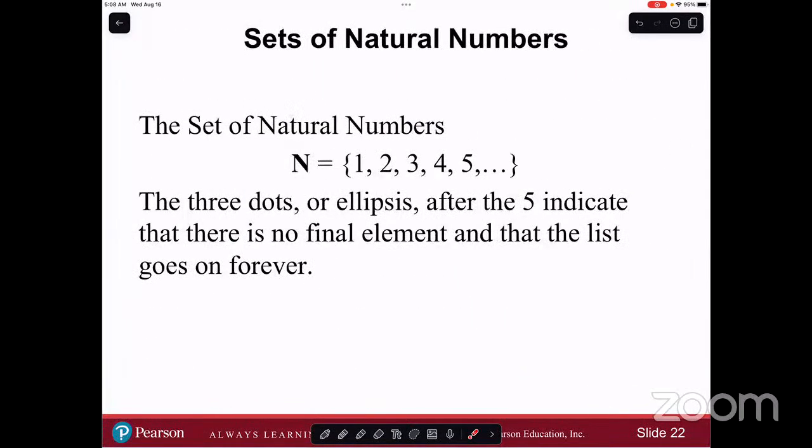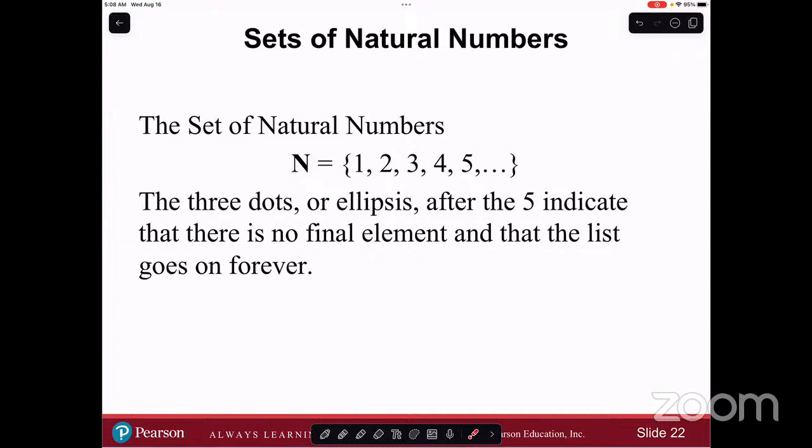So, sets of natural numbers. The set of natural numbers where we have 1, 2, 3, 4, 5, and so on, just continue for infinity. The three dots, or ellipses, after the 5 indicate that there is no final element and that the list goes on forever, right? So natural numbers are basically your positive counting numbers: 1, 2, 3, 4, 5, 6, 7, 8, 9, 10, and just keep going on forever. This is one way that, as mathematicians, we capture forever. This concept of forever, we'll use ellipses, continue the pattern, right?